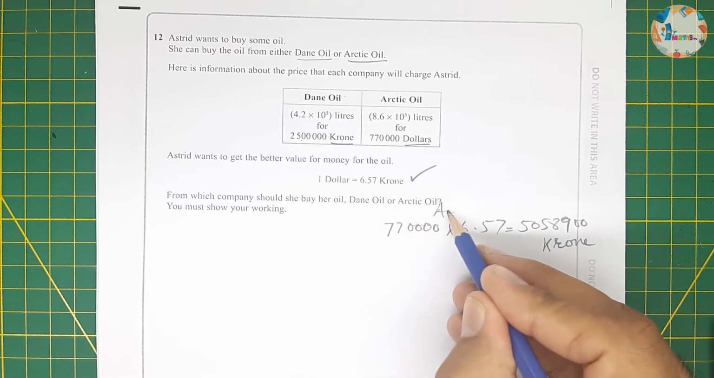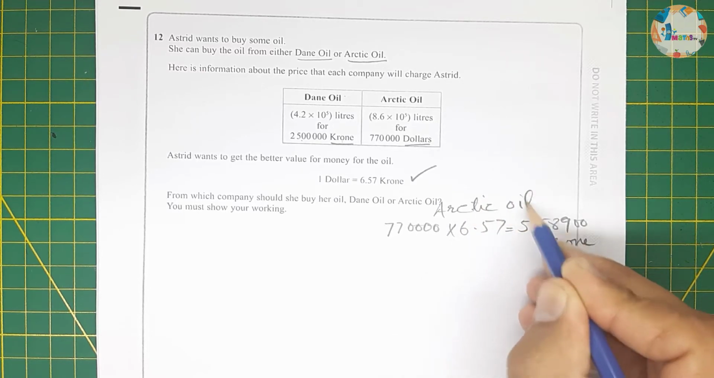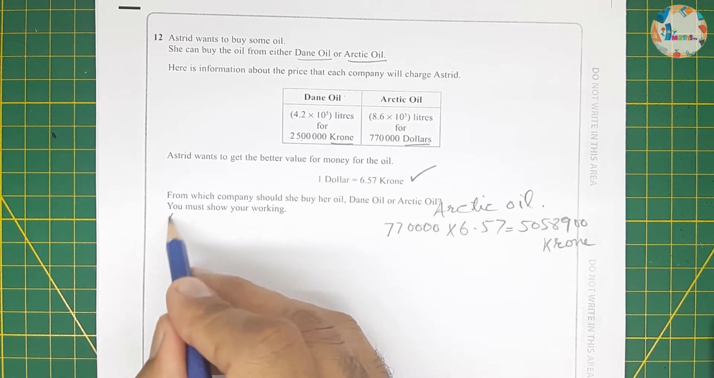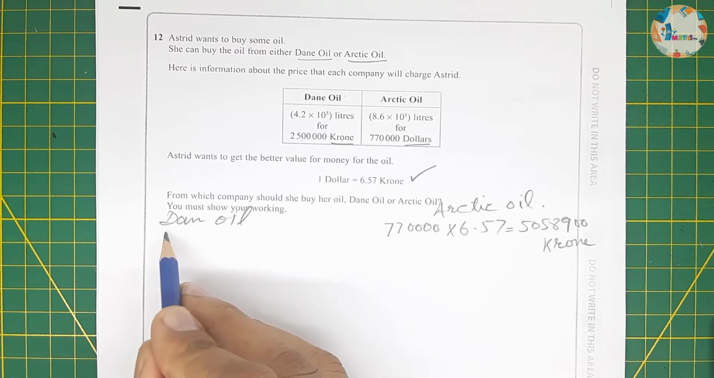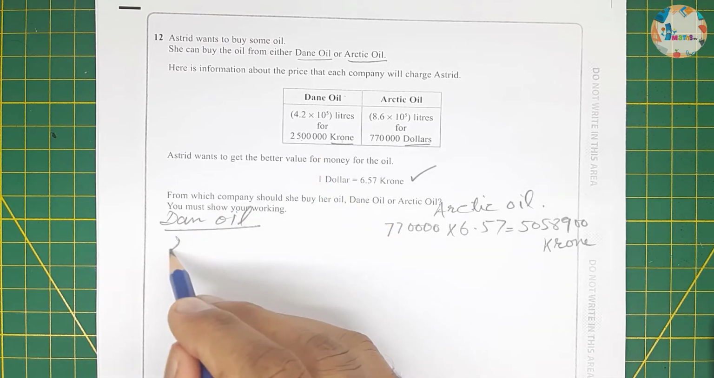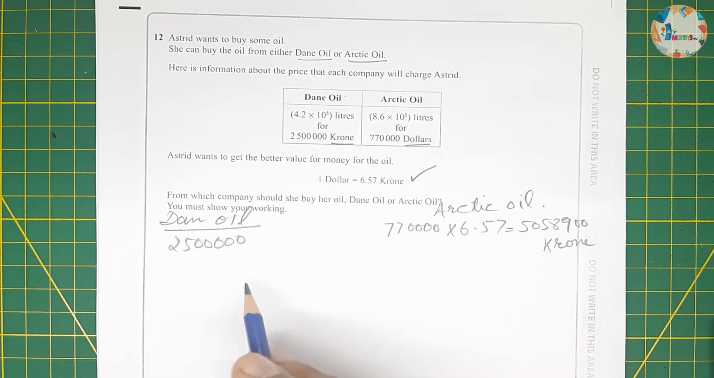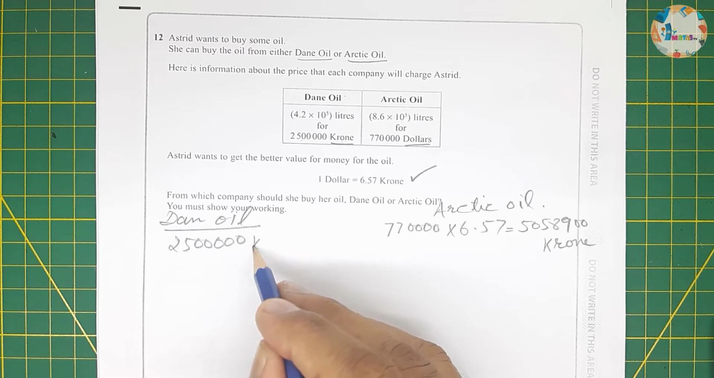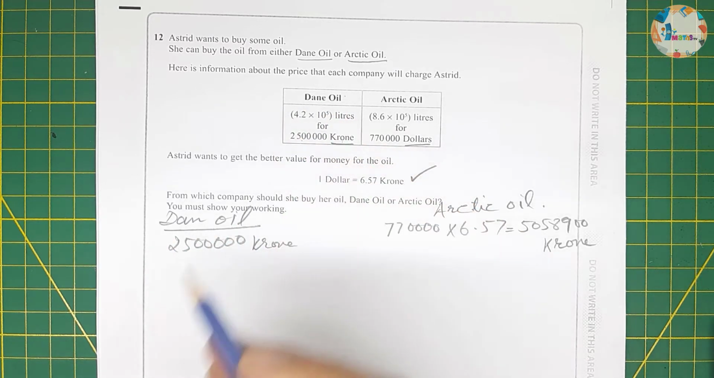So this one is Arctic oil, and this side is Dan oil. So for Dan oil, this is already in Kron: 2, 5, 1, 2, 3, 4, 5, and this is Kron, and this is the price for this many liters. So we will be calculating the per liter price.